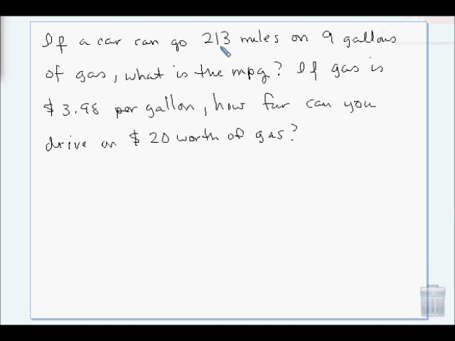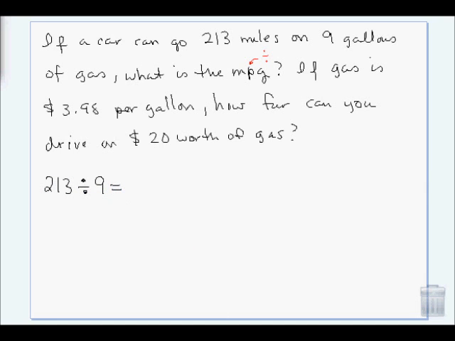We have a car that can go 213 miles on 9 gallons of gas. So we want to find the miles per gallon. Miles per gallon, per means divide. So you divide miles by gallons. So I'm going to do 213 divided by 9.